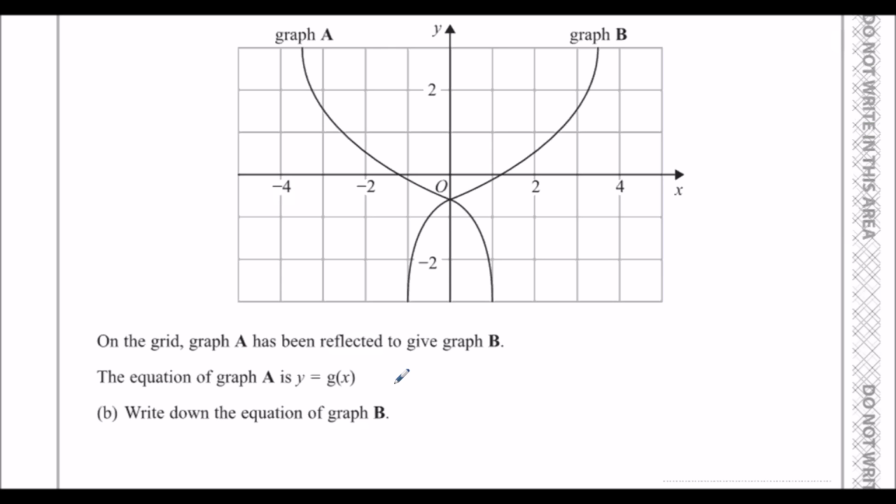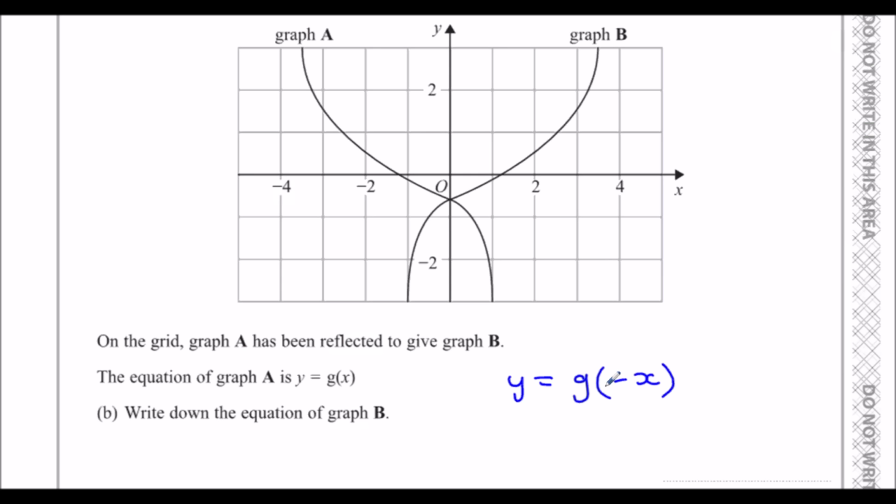So when we reflect in the y-axis, that's a change to the x coordinates. So it's inside the bracket. So a reflection in the y-axis is a change inside the bracket, and it's g of minus x. Inside the bracket, a minus inside the bracket reflects in the y-axis. A minus in front of the g outside the bracket will reflect in the x-axis.